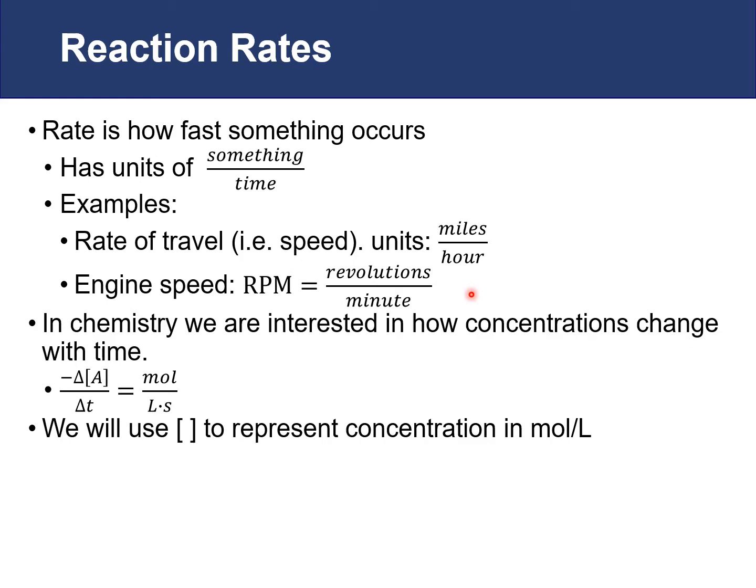In chemistry, we are typically interested in how concentrations change with time. So concentrations most of the time are going to be in moles per liter, and so our units for reaction rates are going to be moles per liter times seconds, or moles on top with liters on bottom and seconds on bottom. Essentially, the thing on top is concentration, moles per liter, and the thing on bottom is going to be change in time. We will be using square brackets to represent concentration in terms of moles per liter. This will be our primary unit for concentration.